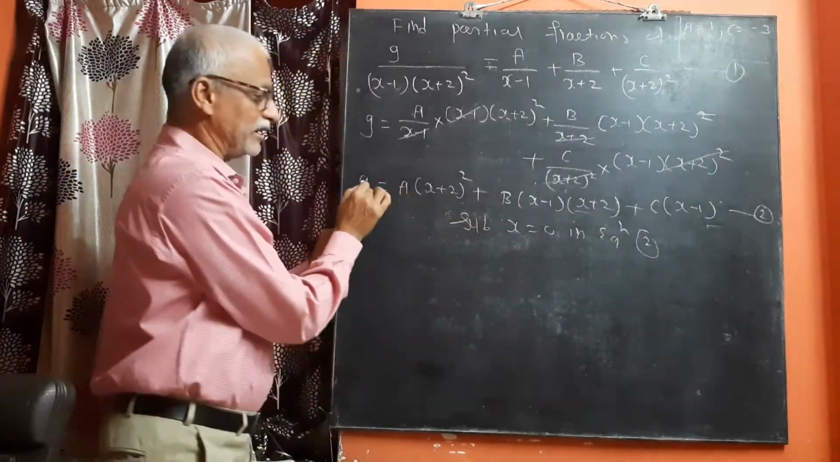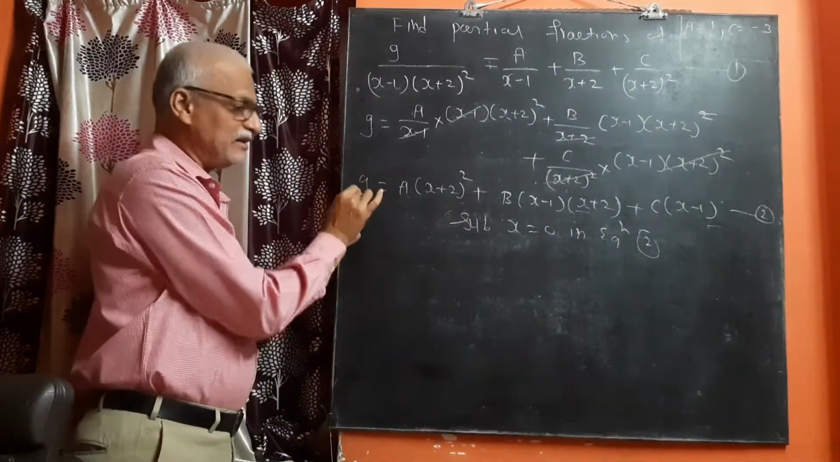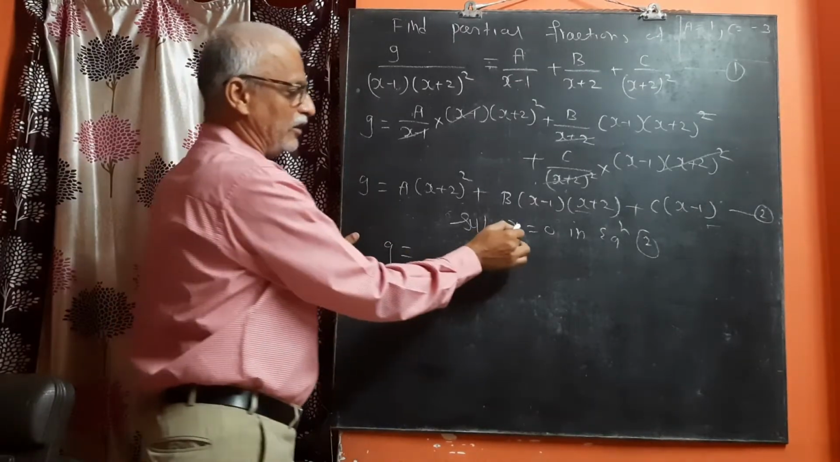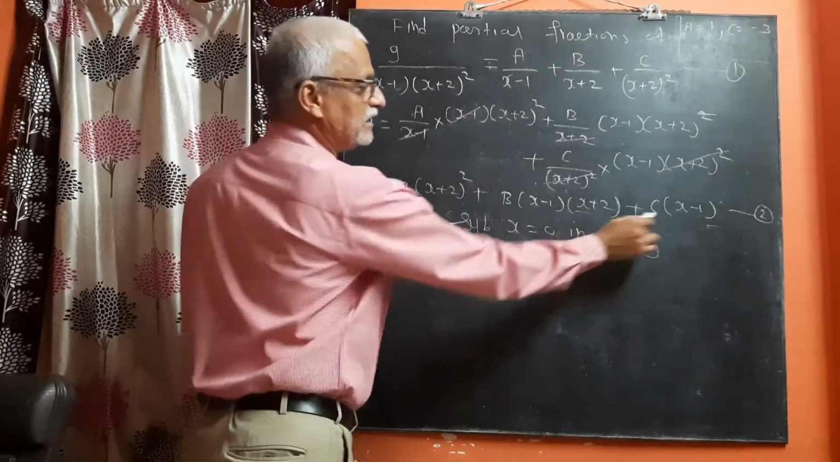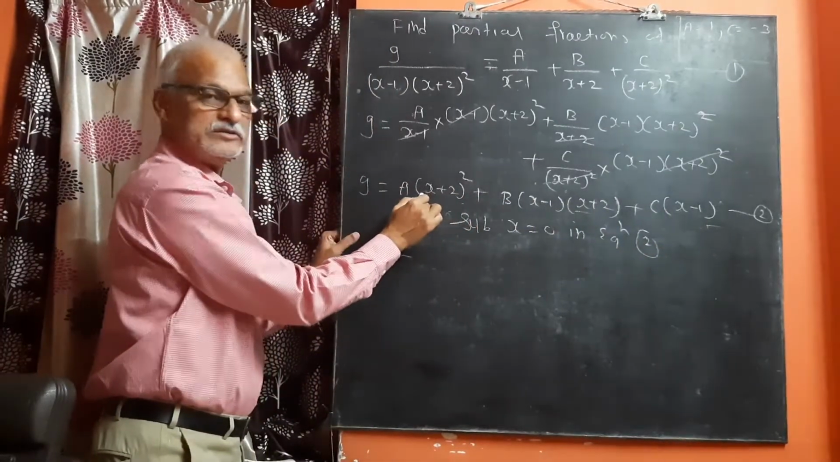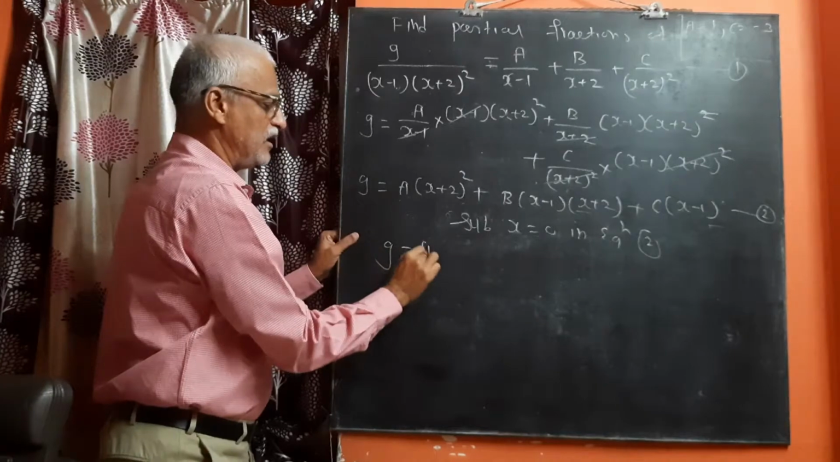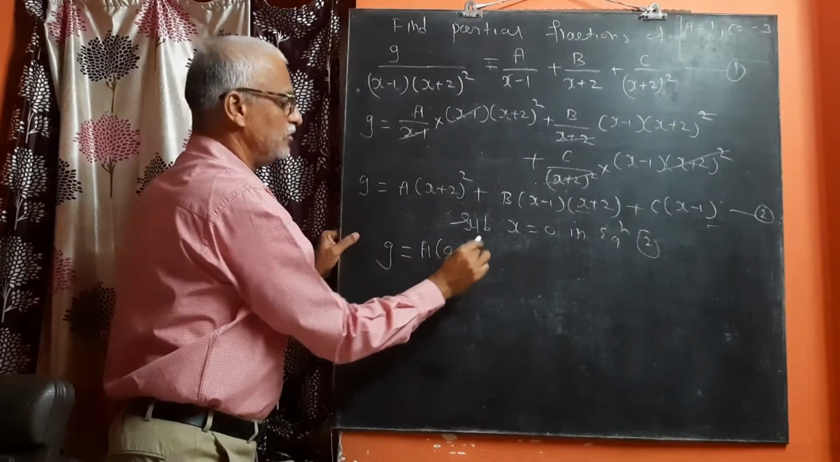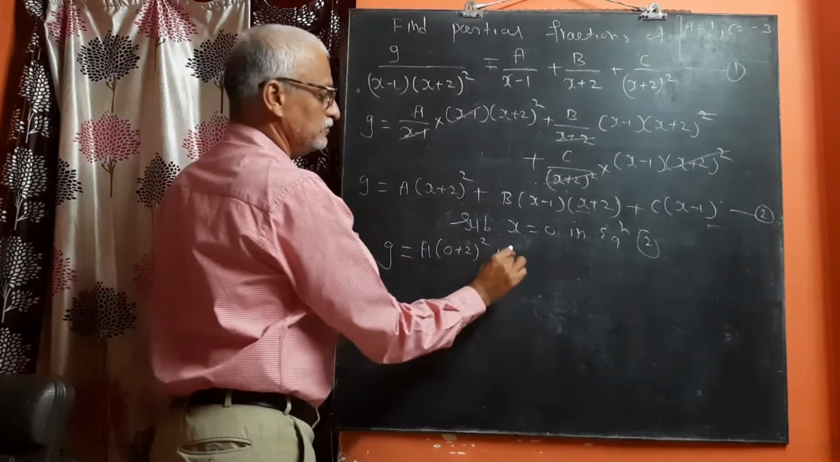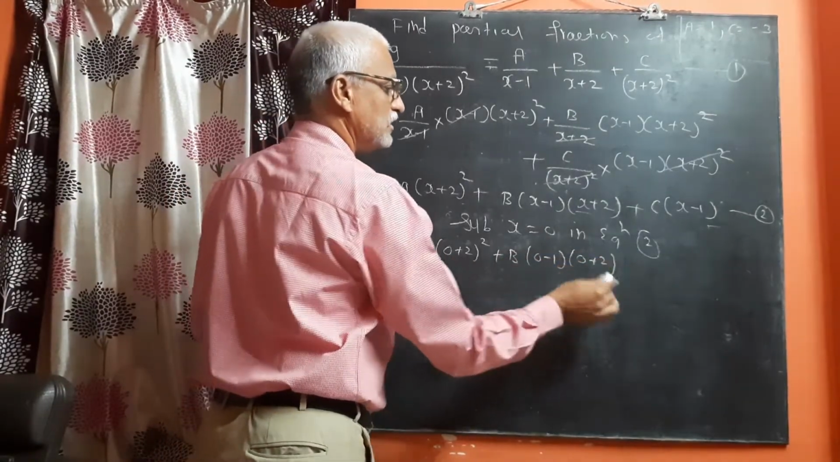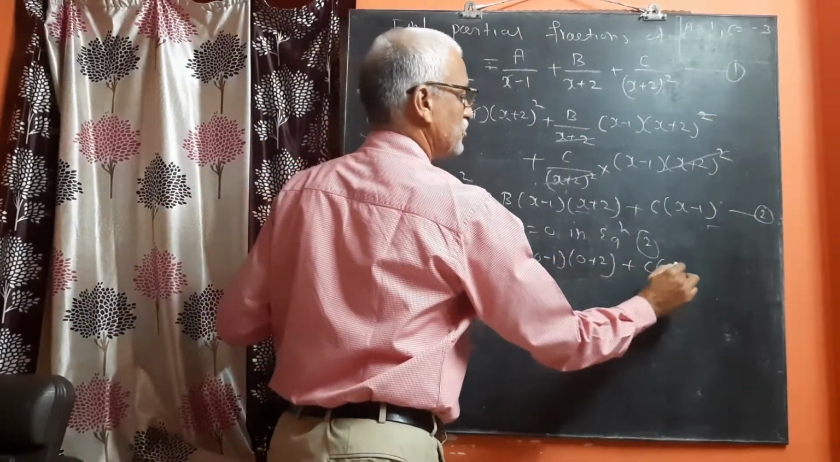Again, there is no x on the left hand side, so it remains as it is. 9 is equal to. Now x equals 0. You have to substitute the value x equals 0 in all terms. So we get a into 0 plus 2 the whole square, plus b into 0 minus 1 into 0 plus 2, plus c into 0 minus 1.